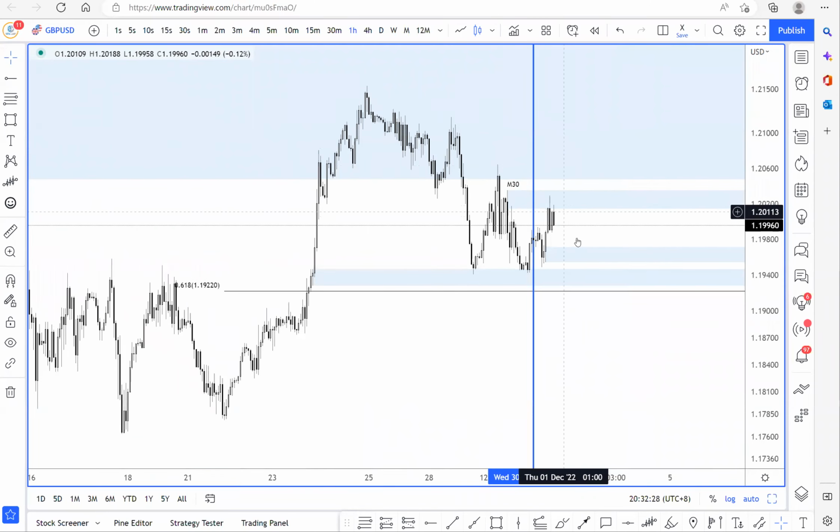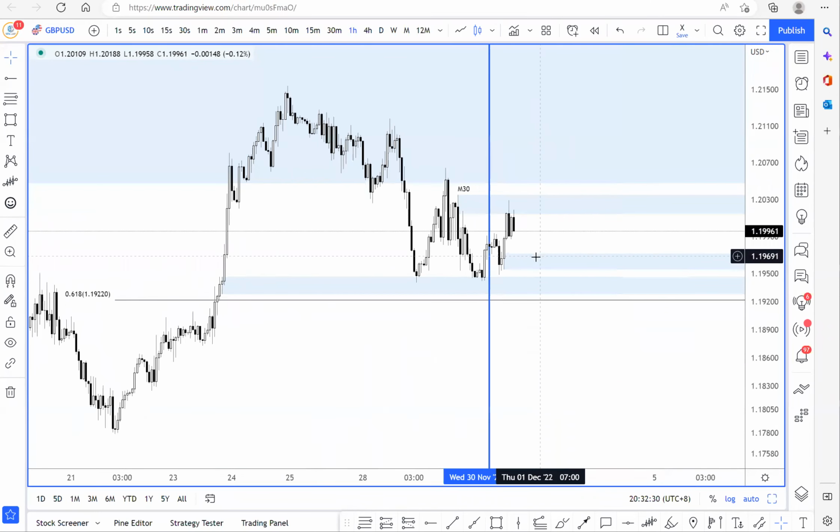Okay, so even if you're to play any short-term move, understand that this on the smaller time frame is a demand. Price could respect this demand to push higher. Okay, so I hope that answers your question.